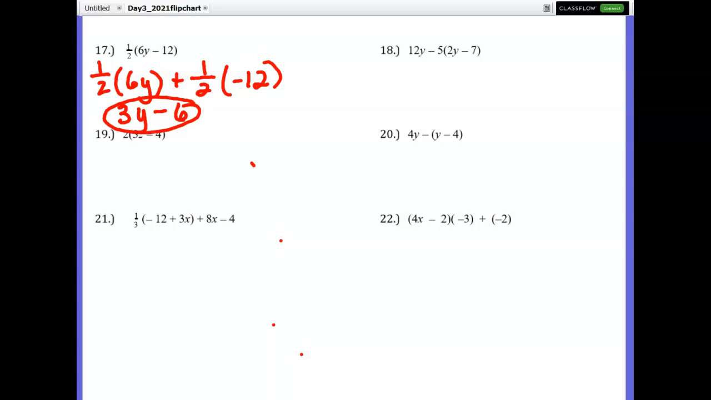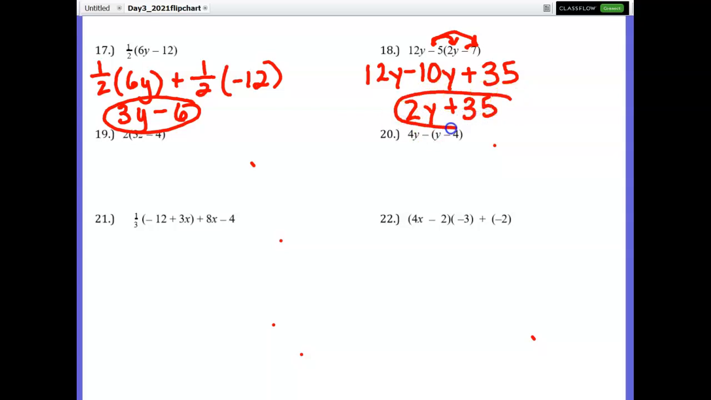Now the rest of them, you might want to pause the video and just try some and see how it works. Okay, I'm going to continue on and I'm going to do them out. 12y minus 10y plus 35. Okay, so sometimes I might stop with that middle step, but I just took 5 times 2y, and that's how I got my negative 10y, and then negative 5 times negative 7 is 35. 12y minus 10y is 2y. 2y plus 35 is my answer.